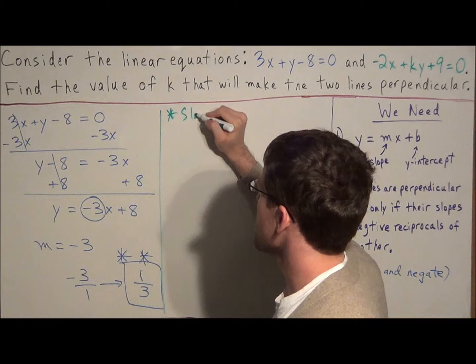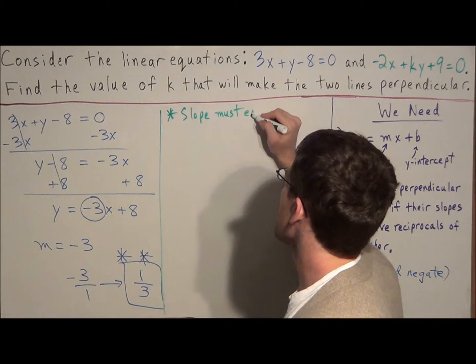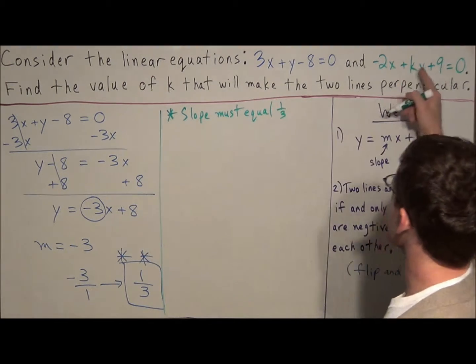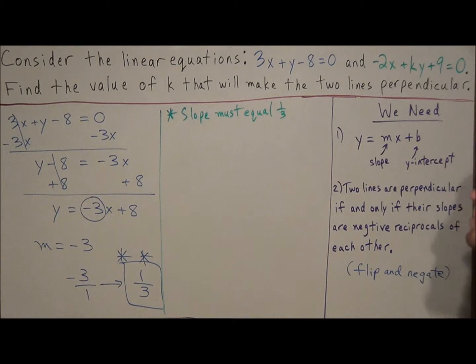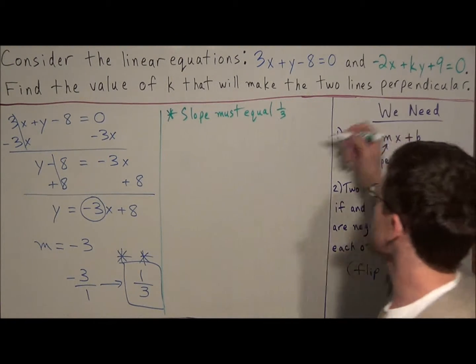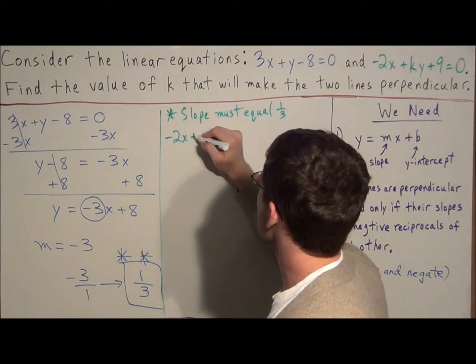Our slope must equal 1/3. So the slope of the second line must equal 1/3, because if they're perpendicular, their slopes are negative reciprocals of each other. So now we can write down the second line, negative 2x plus ky plus 9 equals 0.